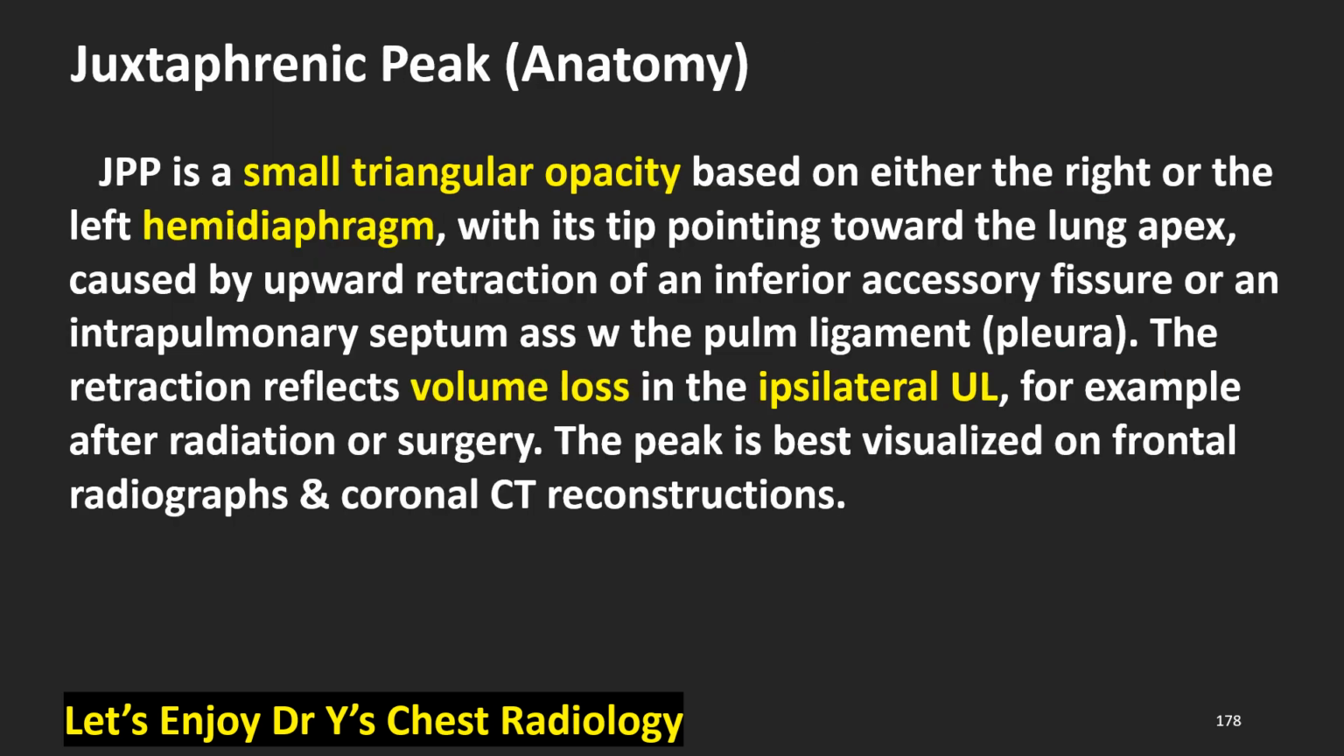Juxtaphrenic peak anatomy. Juxtaphrenic peak is a small triangular opacity based on either the right or the left hemidiaphragm, with its tip pointing toward the lung apex, caused by upward retraction of an inferior accessory fissure or an intrapulmonary septum associated with the pulmonary ligament pleura. The retraction reflects the volume loss in the ipsilateral upper lobe, for example, after radiation or surgery. The peak is best visualized on frontal radiographs and coronal CT reconstructions.